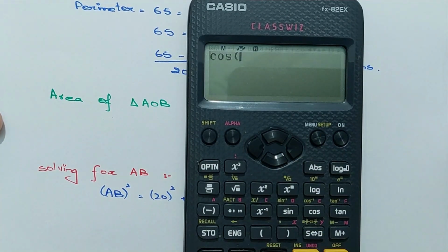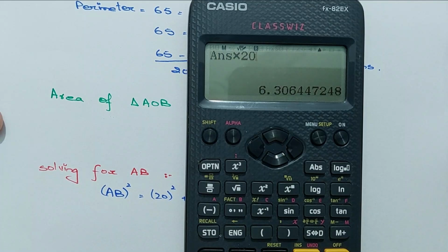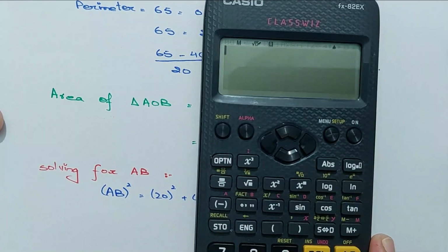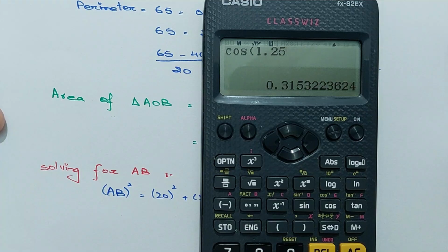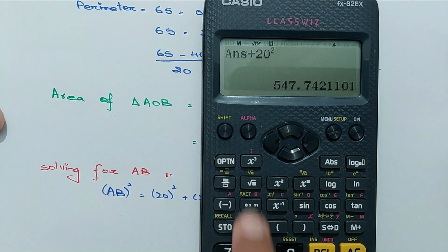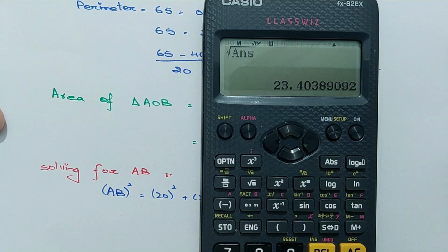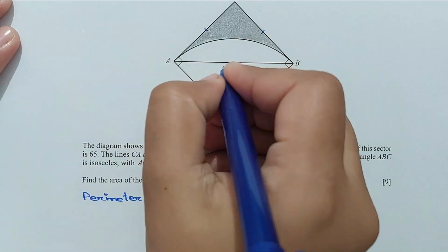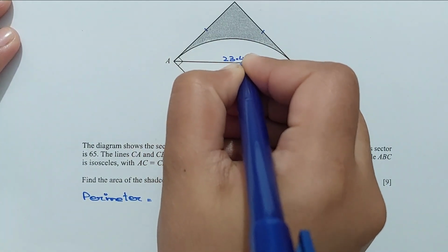Now solve it. Cos 1.25 times 20 times 20 times negative 2, no, it should be add, sorry. Cos 1.25 times 20 times 20 times negative 2, add 20 square and add 20 square, and then the square root of the answer is 23.4. So AB is 23.4 centimeter.